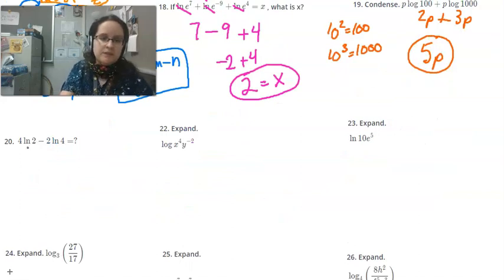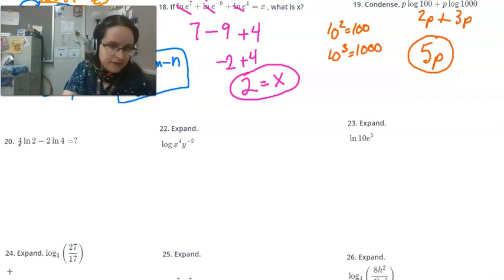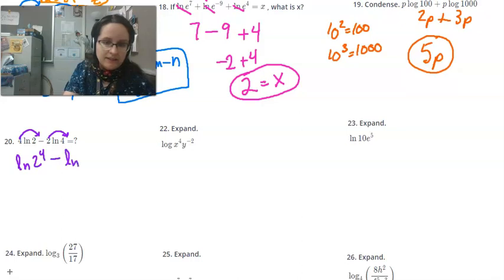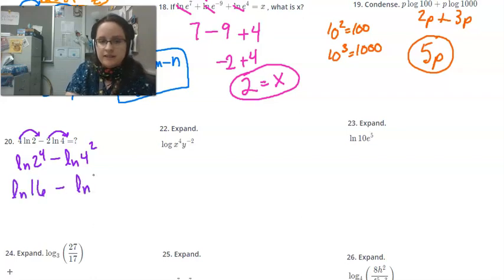Number 20, 4 ln 2 minus 2 ln 4 equals, well, we can use our power rule to rewrite these. So we have ln of 2 to the 4th power minus ln of 4 to the 2nd power. We have ln of 16 minus ln of 16. Well, that's just 0.